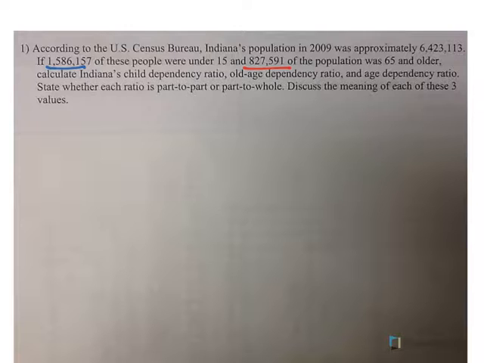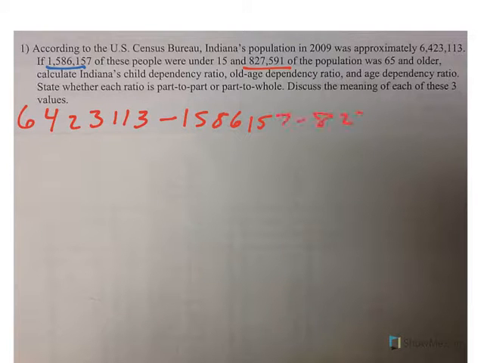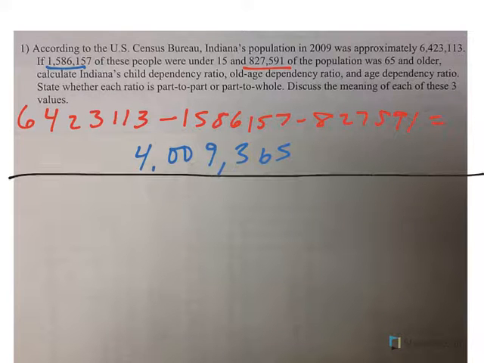Well, let's think about this. If we have the oldies and youngies, we need to figure out our working class. So if we take our 6,423,113, subtract our kids, subtract our oldies, we are going to get our working class. And our working class then is 4,009,365.